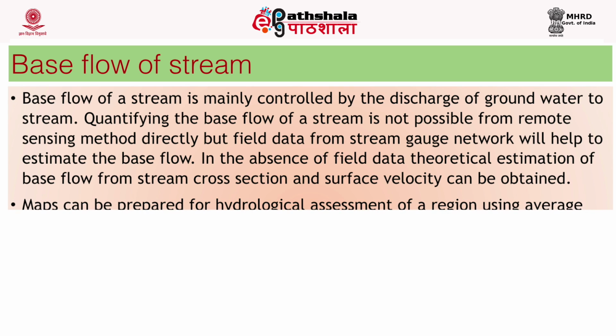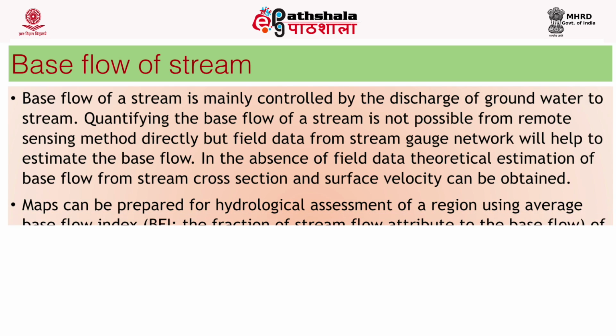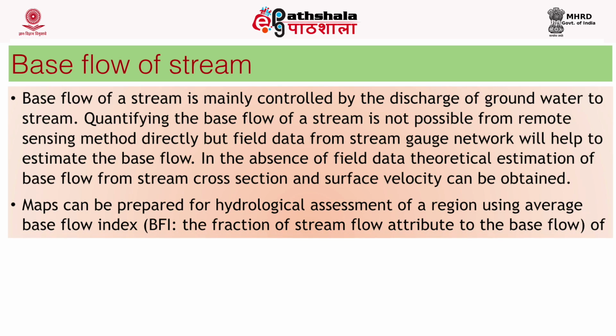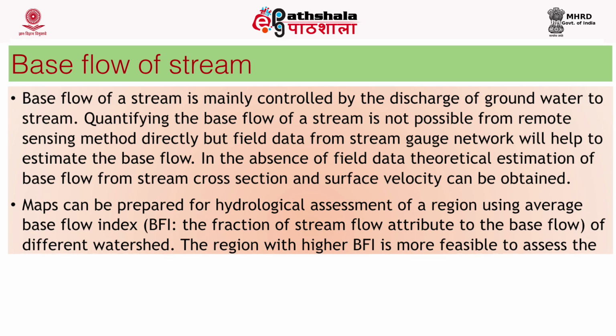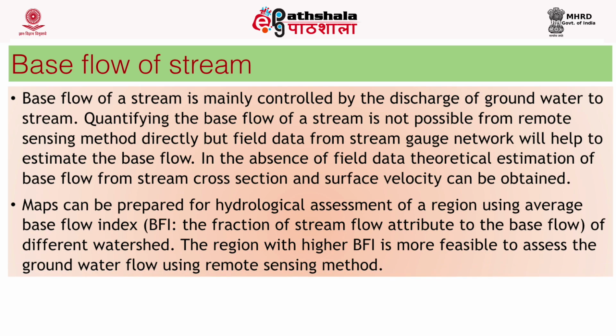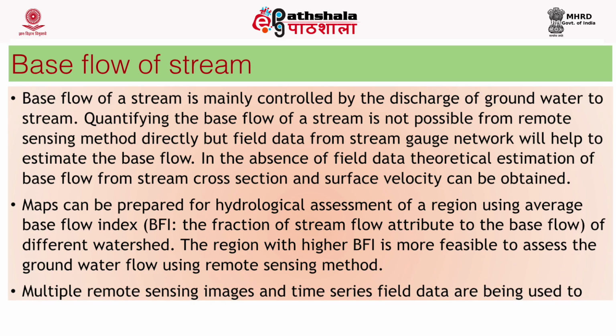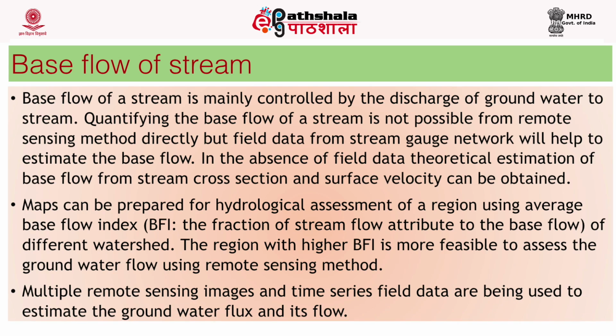Similarly, if you look at the base flow of a stream, this base flow is mainly controlled by the discharge of groundwater to the stream. Quantifying the base flow of a stream is not possible from the remote sensing method directly, but field data from a stream gauge network will help to estimate the base flow. In the absence of field data, theoretically we can estimate the base flow from the stream cross section and surface velocity. Maps can be prepared for hydrological assessment of a region using average base flow index.